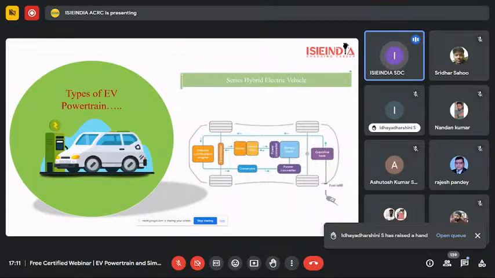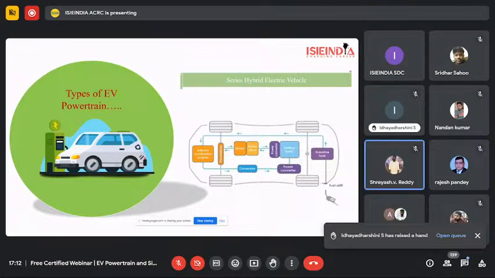So can anyone tell me an example of a series hybrid electric vehicle? An example of a series hybrid electric vehicle. Yeah, I'm asking about the series hybrid electric vehicle. Can anyone name a series hybrid electric vehicle?